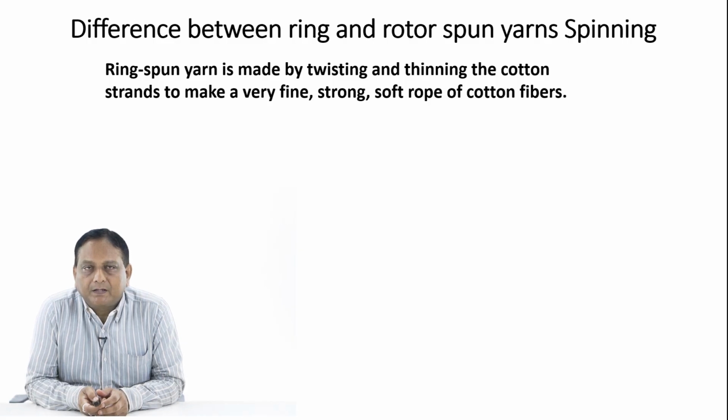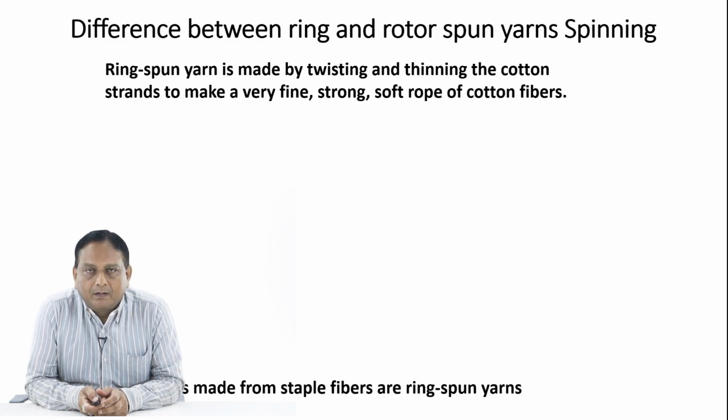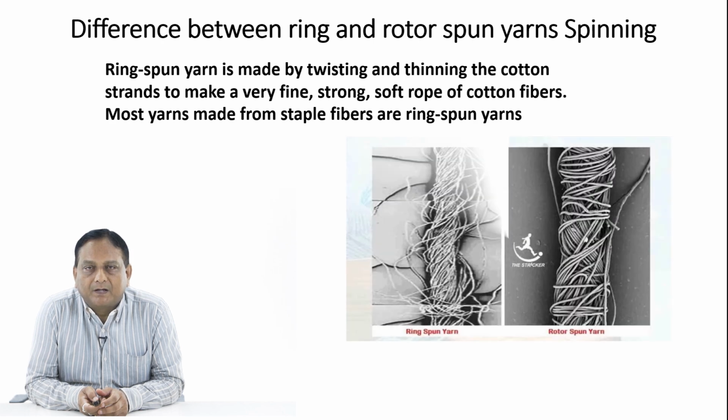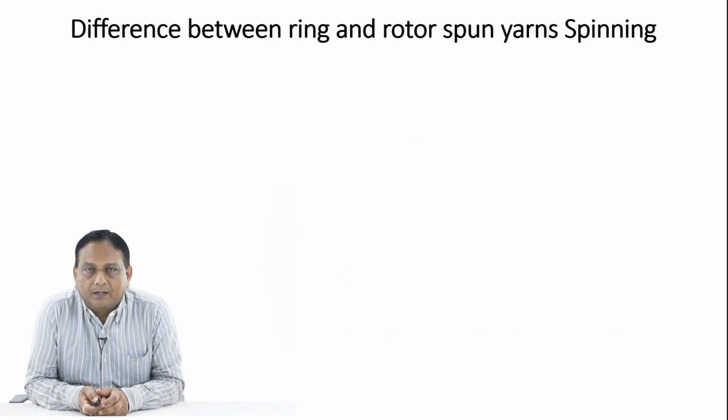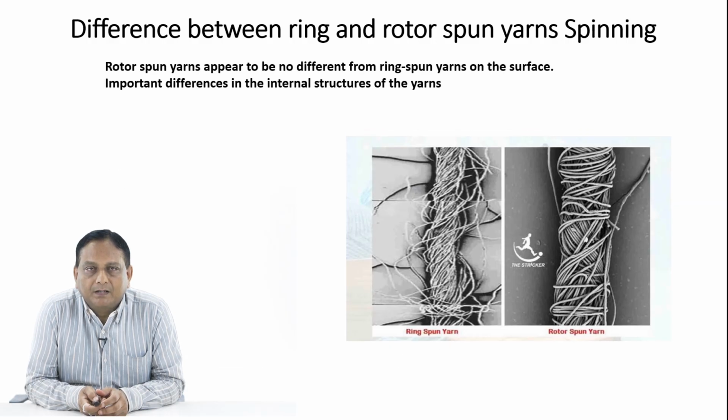Now ring spun yarn is made by twisting and thinning the cotton strands to make a very fine, strong, soft rope of cotton fibers. Most yarns made from staple fibers are ring spun yarn. The difference between the ring spun yarn and the rotor spun yarn is shown clearly here. So there are structural differences between ring and rotor spun yarn. Now let us see some other differences between rotor and ring spun yarn.